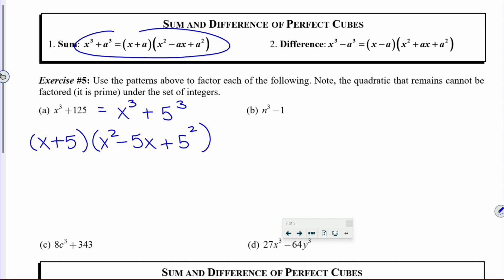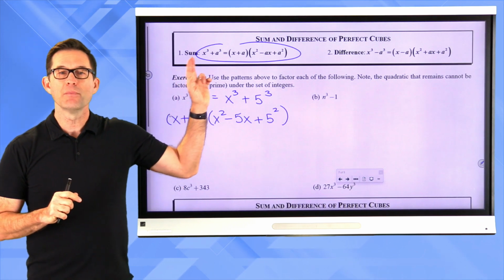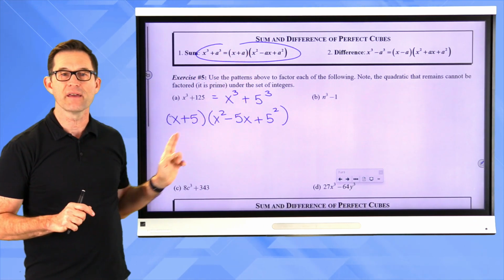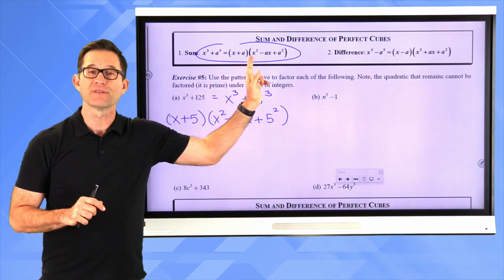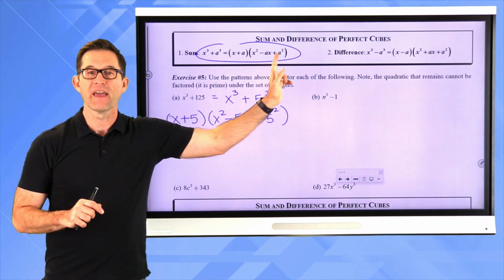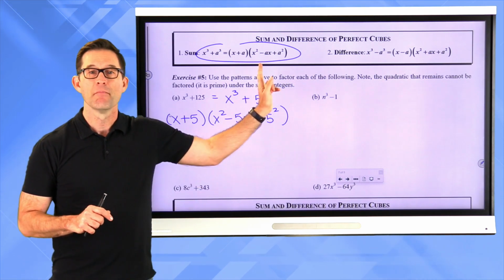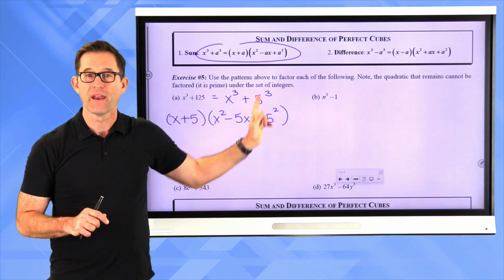And again, let's just take a look at this. X cubed plus a cubed, x cubed plus 5 cubed, is going to be x plus a, x plus 5, times x squared minus a times x, a in this case is 5, so minus 5 times x, plus a squared, and that's 5 squared.